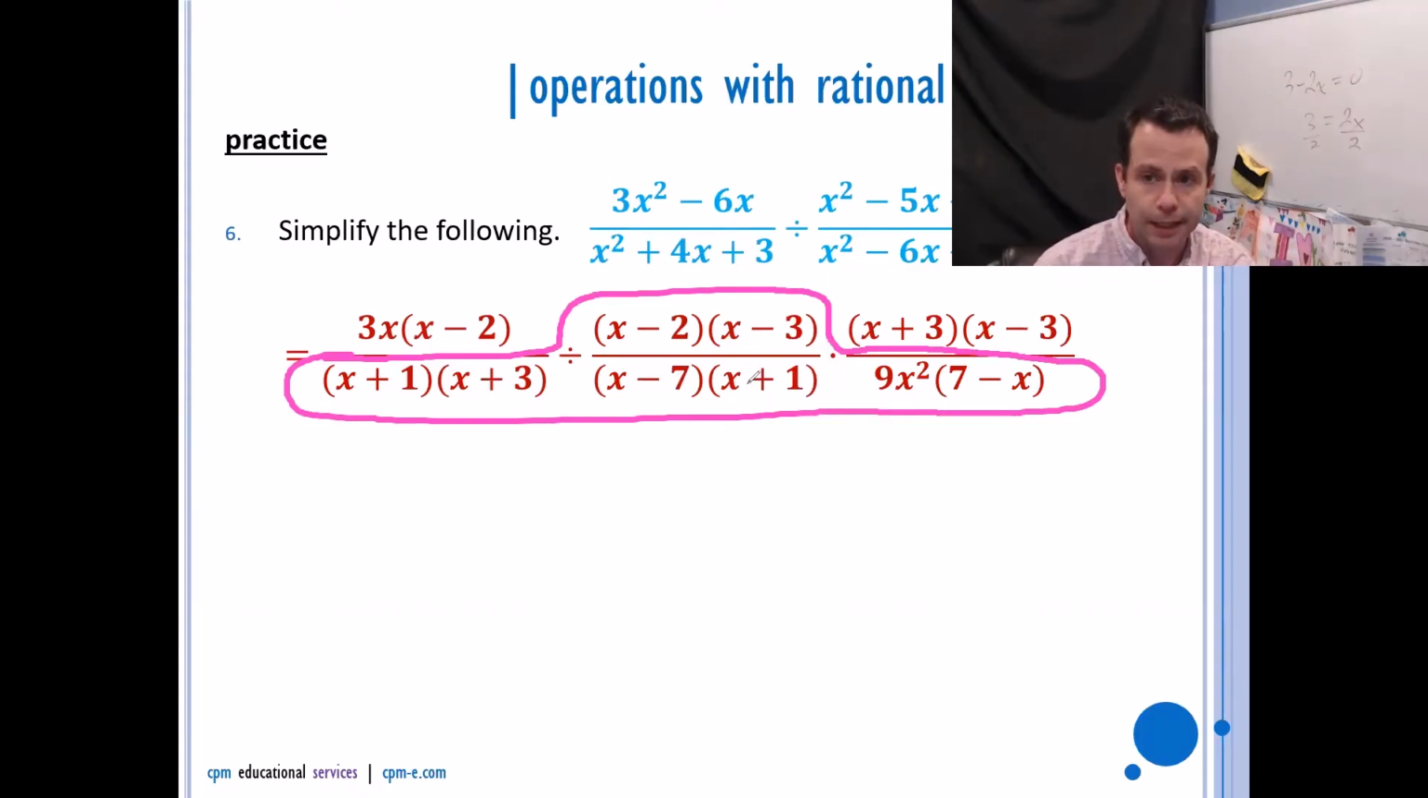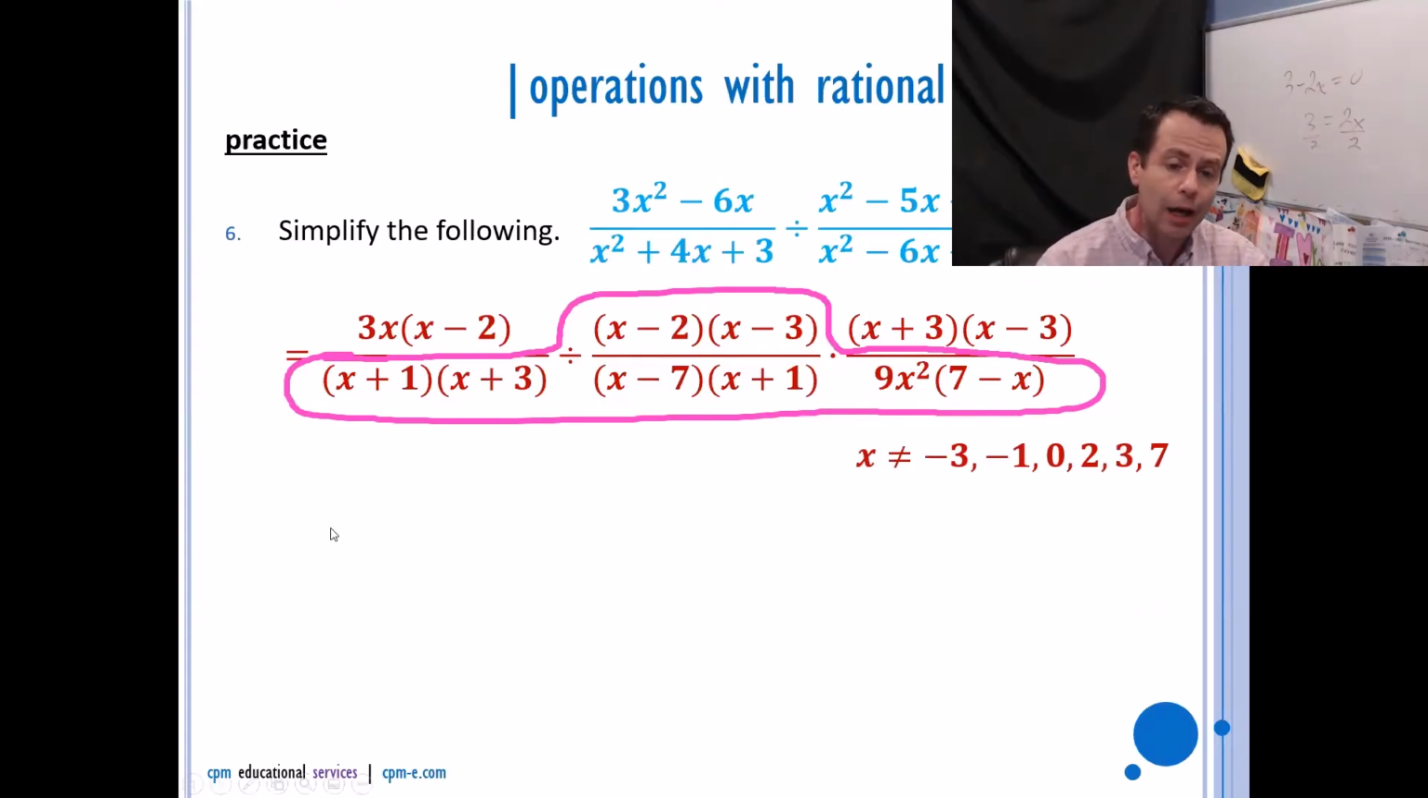I already took care of that guy. Here, don't forget him, x can't equal 0, and then up top here, x can't equal 2 and 3. Okay, so when I list all of those, we've got -3, -1, 0, 2, 3, 7. So remember, it's just a good practice to list them in order from smallest to largest.